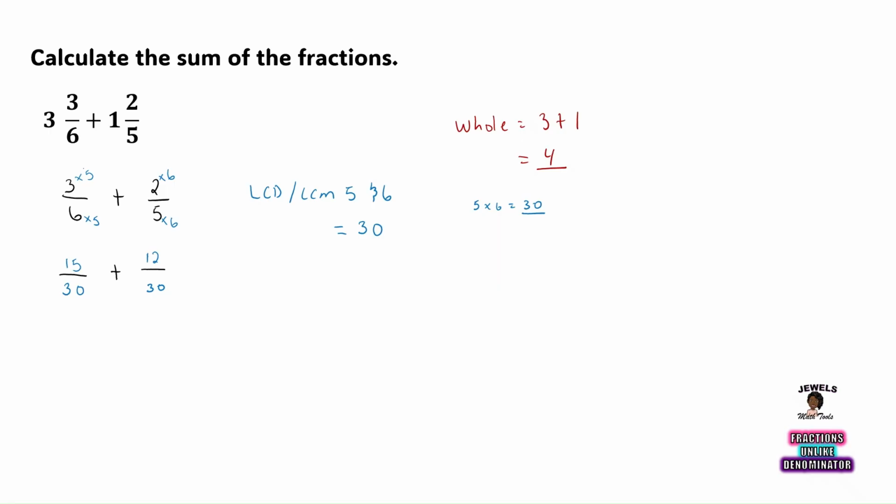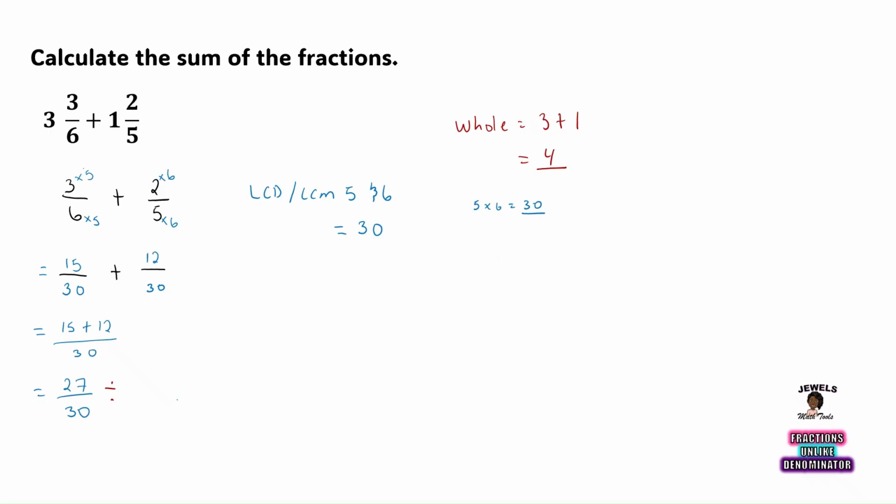So now that I have converted these fractions into their equivalent form, I'm now going to work out my numerators by adding 15 plus 12, which will equal 27. And remember that we keep that same denominator of 30. Now that we've added our fractions, remember in looking at your fractions, always look to see if they can be simplified.